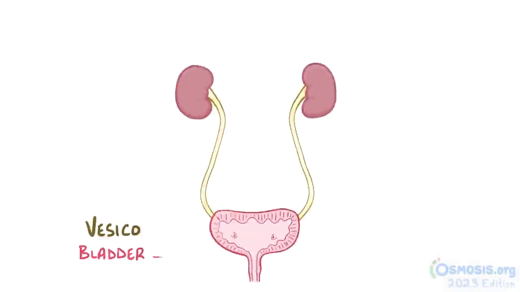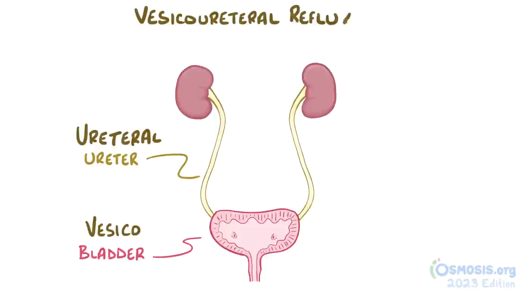Vesico refers to the bladder, and ureteral refers to the ureter. So vesicoureteral reflux means that urine's refluxing, or getting backed up.